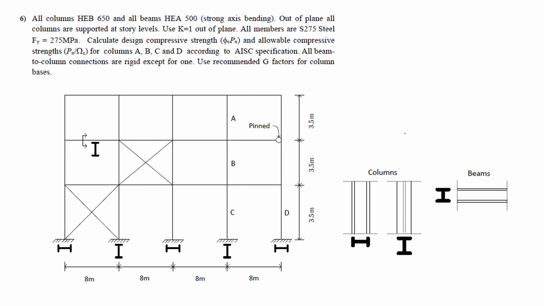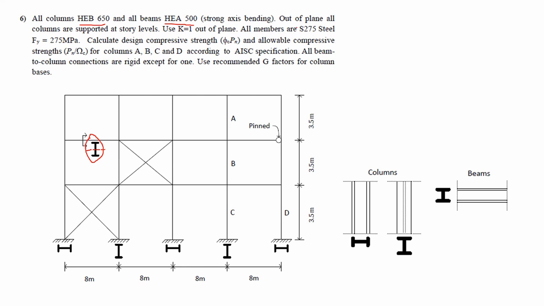Now moving on to problem number 6. In the problem it says all columns HEB 650 and all beams HEA 500. So we're given the sections for the columns and for the beams. And it says that strong axis bending for the beams. So if you take a look at the orientation of the section that you have for the beam, the buckling for the beams would be about the x-axis or the strong axis.